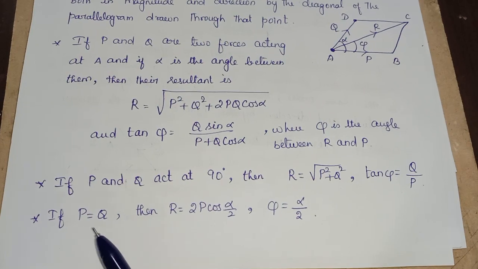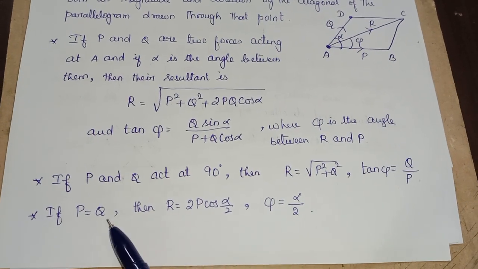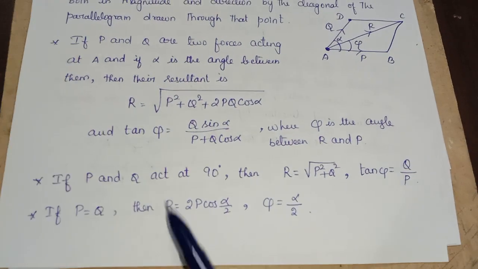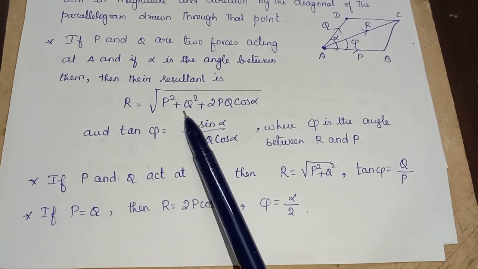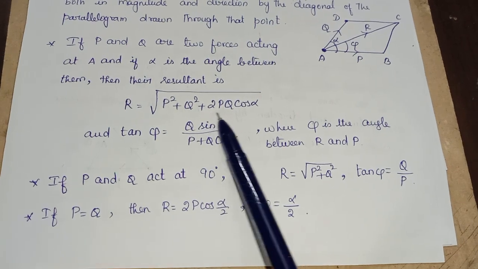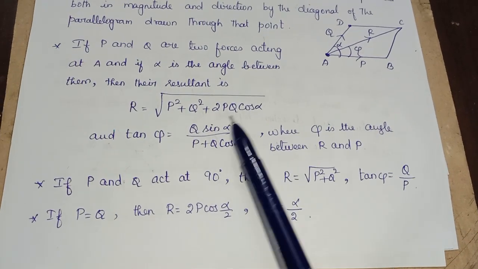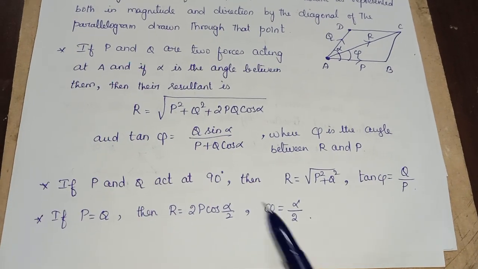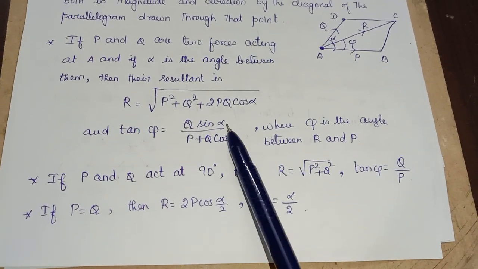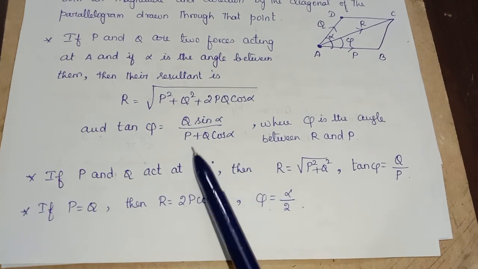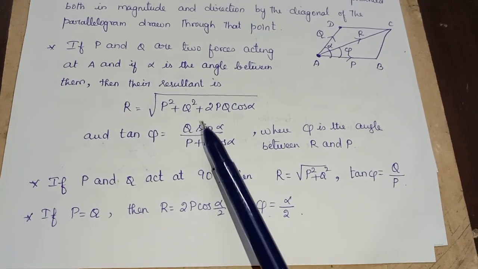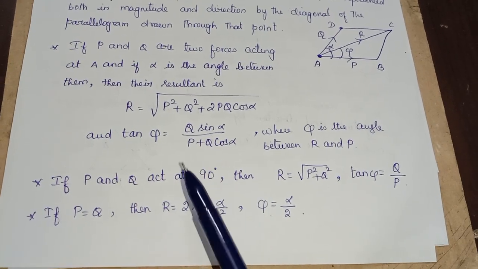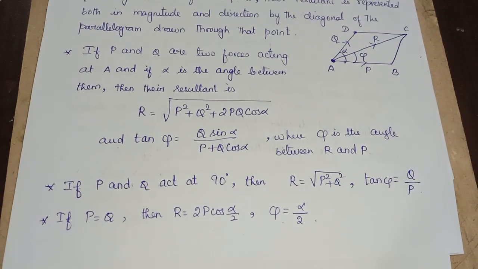Next one, suppose both my forces are equal in magnitude, okay, the magnitude of P and Q are equal. In that case, what happens to this result? This will be P square plus P square, so 2P square plus here it will be again 2P square cos alpha. By simplifying that, I will get R equal to 2P cos alpha by 2 and phi equal to, here this will be what? P sin alpha by P plus P cos alpha. Here this P in the numerator and denominator will get cancelled. I will be getting simply what? Alpha by 2. Okay, right.